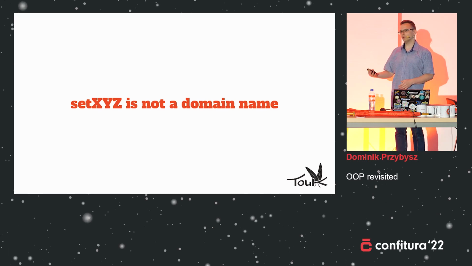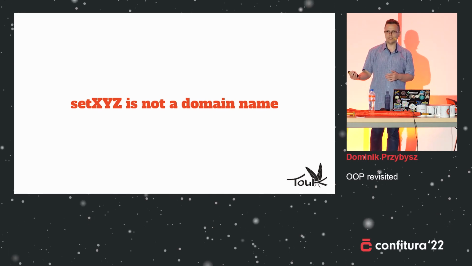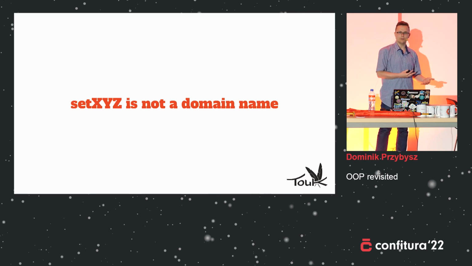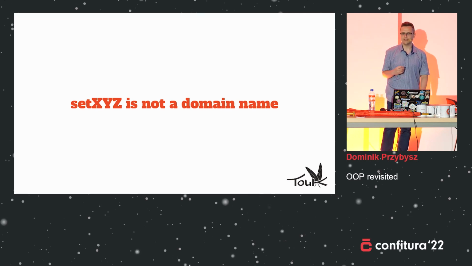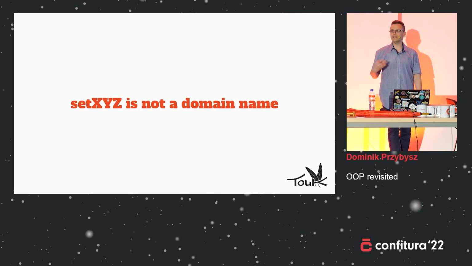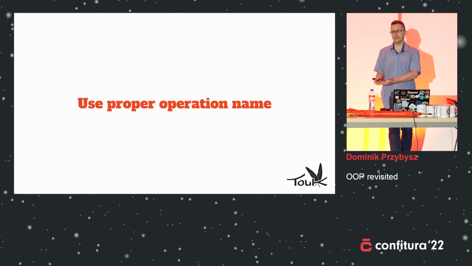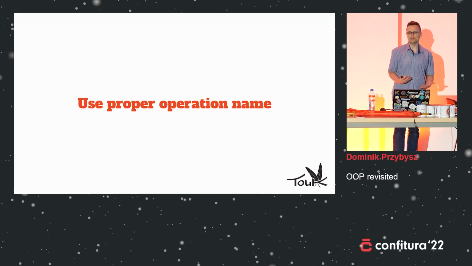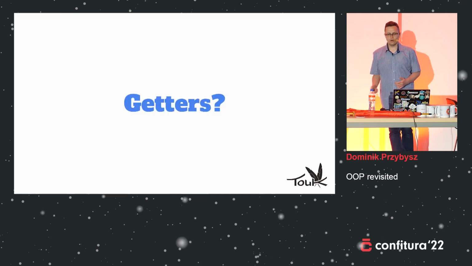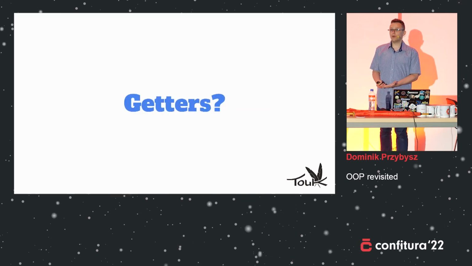No, you should be more focused on what is the real behavior assigned to that object, as it's stated in the principles, in the definition of object-oriented programming. So that's why, instead of using each setter in your code, you should use a more proper operation name, which is assigned to the real behavior connected with that object. What's more, you have getters. What's wrong with the getters?